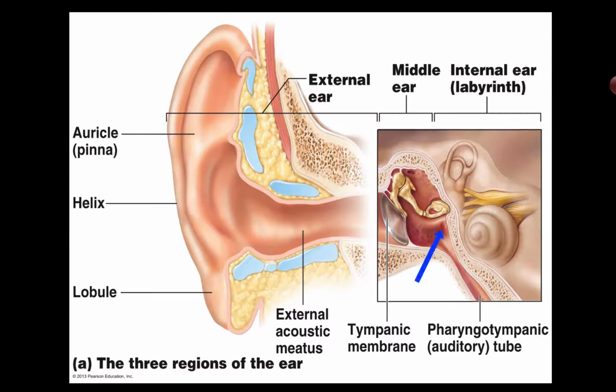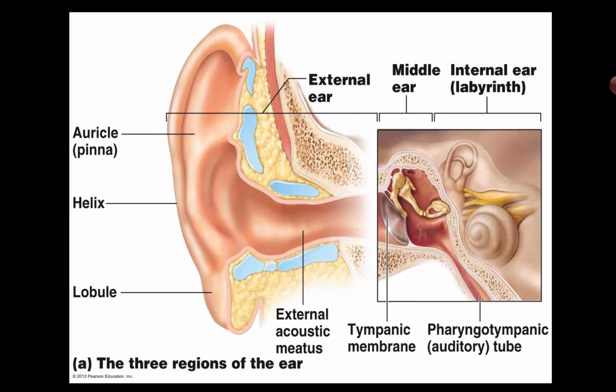There's also a round window down here below the oval window. We'll talk about what that does in a few minutes. The round window is sometimes called the secondary tympanic membrane, and we'll see why that is in a few minutes.